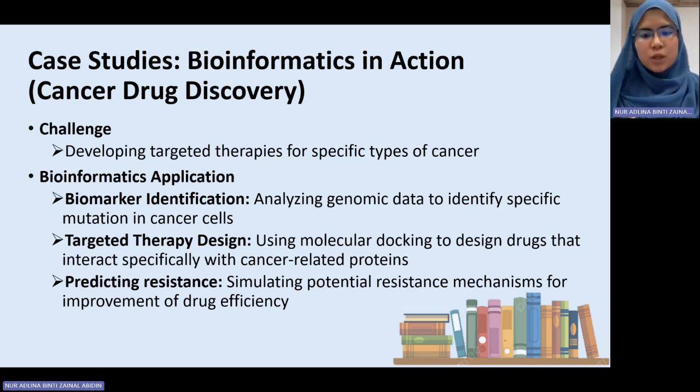Using molecular modeling as well, we are also able to successfully design drugs that interact with the targeted cancer-related protein, in addition to simulating the potential resistance mechanism of the targeted cancer-related protein for improvement of drug efficiency. Thus, this results in the design and development of precision oncology drugs like trastuzumab, which is a monoclonal antibody that is FDA approved for HER2-positive advanced metastatic breast cancer.